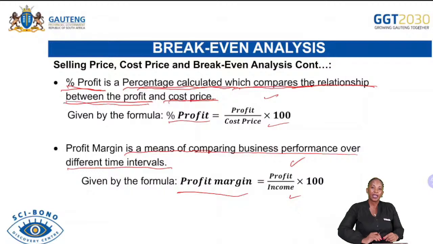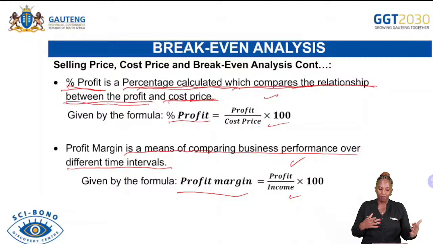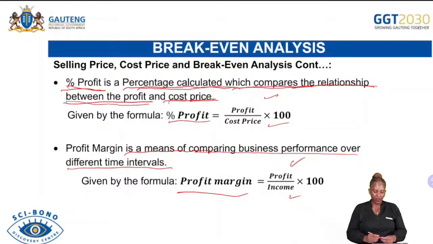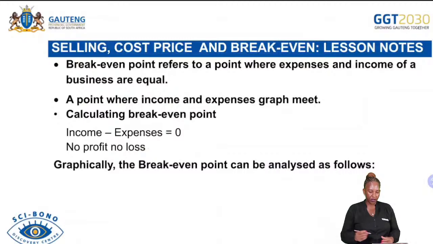And this profit margin is calculated over different time intervals. So it is not based only on what we have in the store, where we say, okay, the percentage profit, this is what we get. But this one is compared over time intervals. We are comparing the profit before the festive season and during the festive season. That is the profit margin.